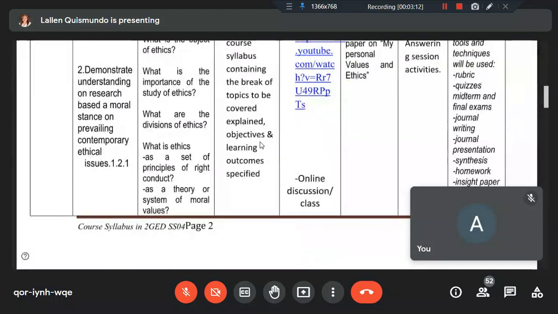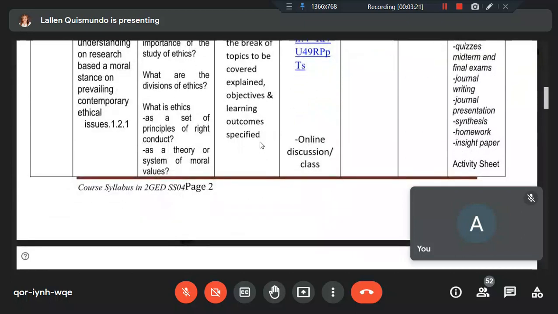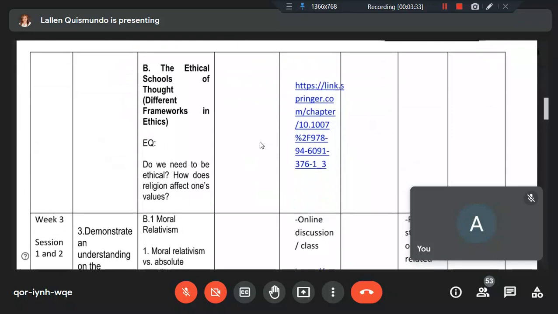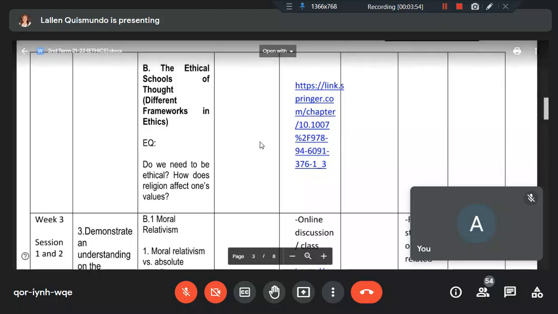Okay? Then it is followed by what is ethics? What is ethics as a set of principles of right conduct? Then what is ethics as a theory or system of moral values? Okay, then followed by the ethical schools of thought or different frameworks in ethics. Do we need to be ethical? How does religion affect one's values? Talaga bang nakaka-affect ang religion ng bawat isa sa atin? Nagkakaroon ba talaga ng malaking influence ang religion natin? Kailangan ba talaga nating maging ethical? Yan, yun yung class, no?